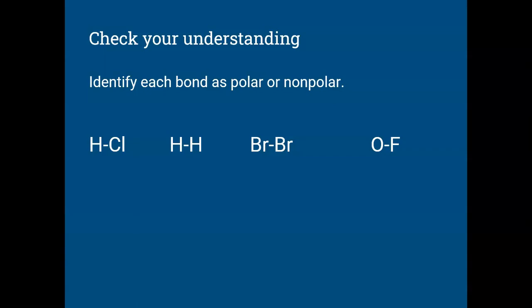All right, so I want you to identify each of these bonds as polar or nonpolar. Pause, and then you can press play to check your answers. All right, so HCl is polar. Again, it's two different elements that have different electronegativities. The hydrogen-hydrogen bond is nonpolar because they're the same elements, so they have the same electronegativities. Same situation with the bromine-bromine bond, and oxygen-fluorine is again polar because it's two atoms with two different electronegativities.